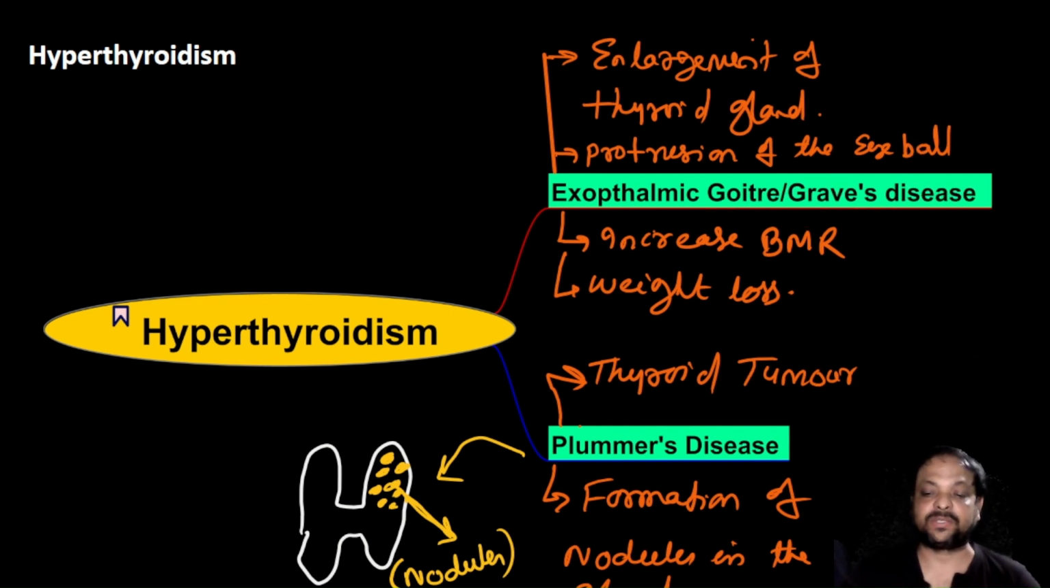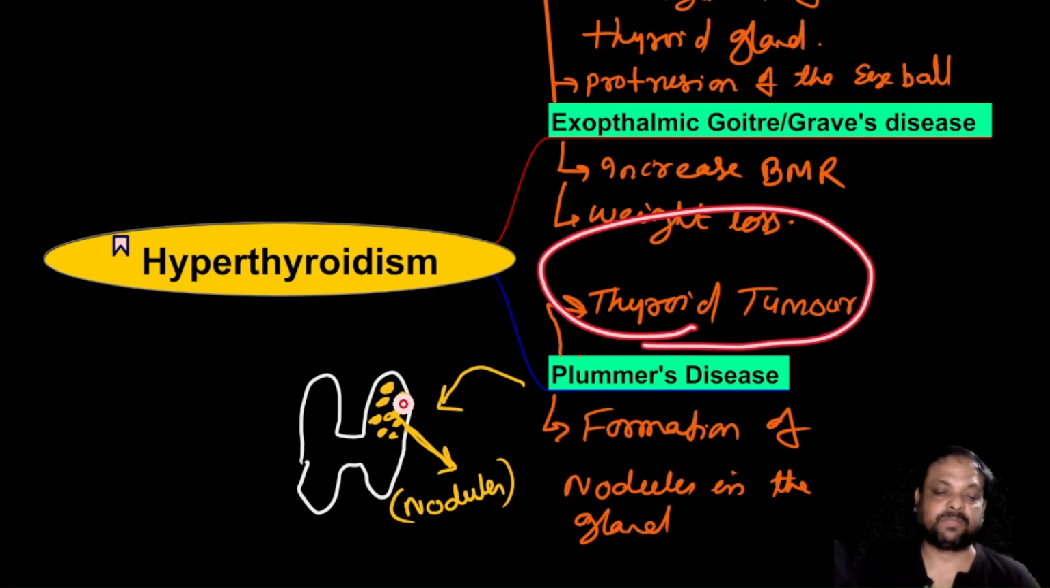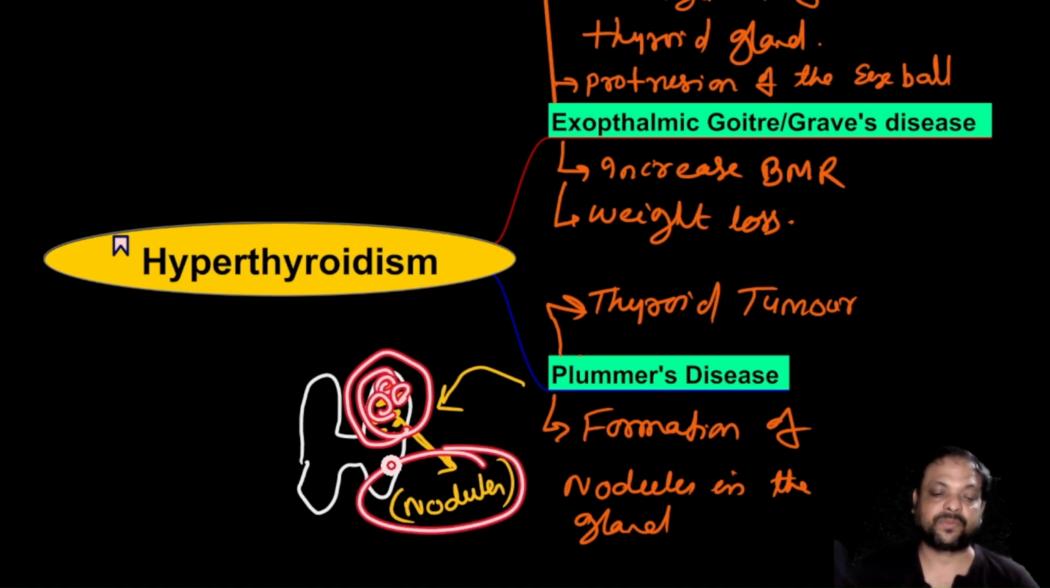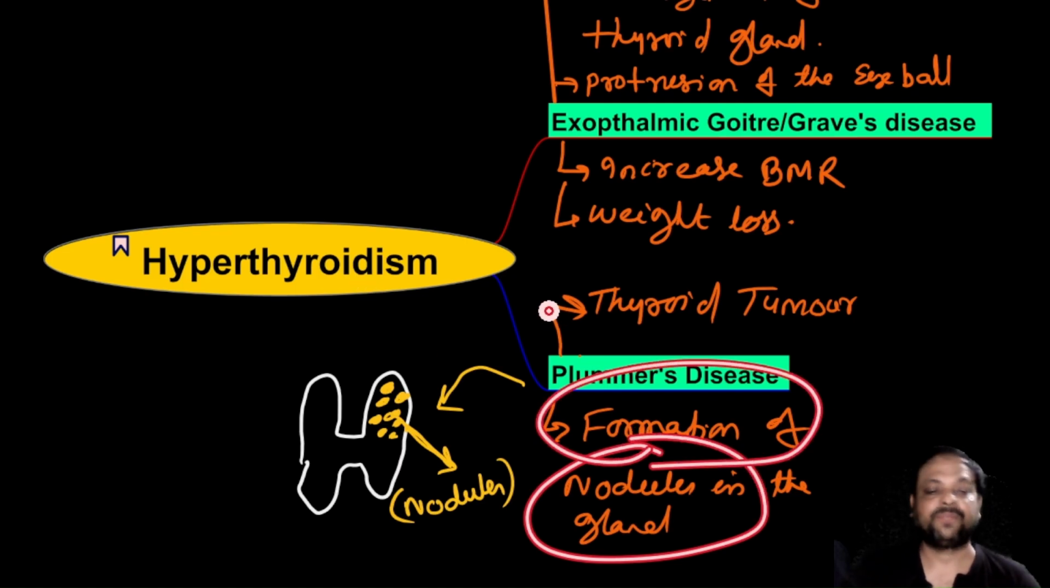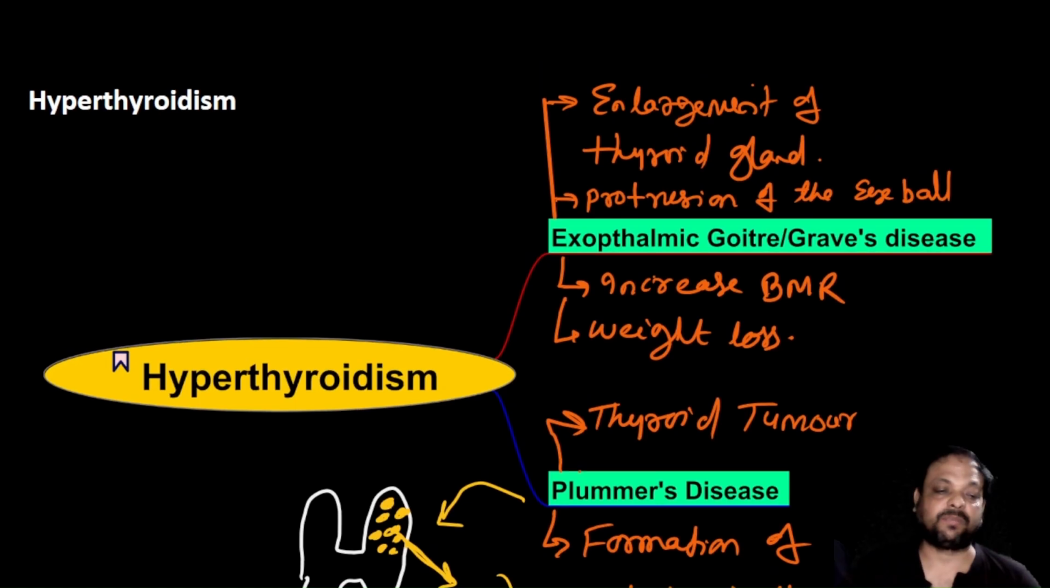And the next disease is called Plummer's disease. Plummer's disease is called a thyroid tumor. Suppose this is the thyroid gland present. In the thyroid gland we find small nodules or tumor-like structures, and these are called nodules. These tumor-like structures will damage the thyroid gland. So it is a cancer of the thyroid gland, called Plummer's disease, a tumor disease. So this is all about hyperthyroidism and the disorders.